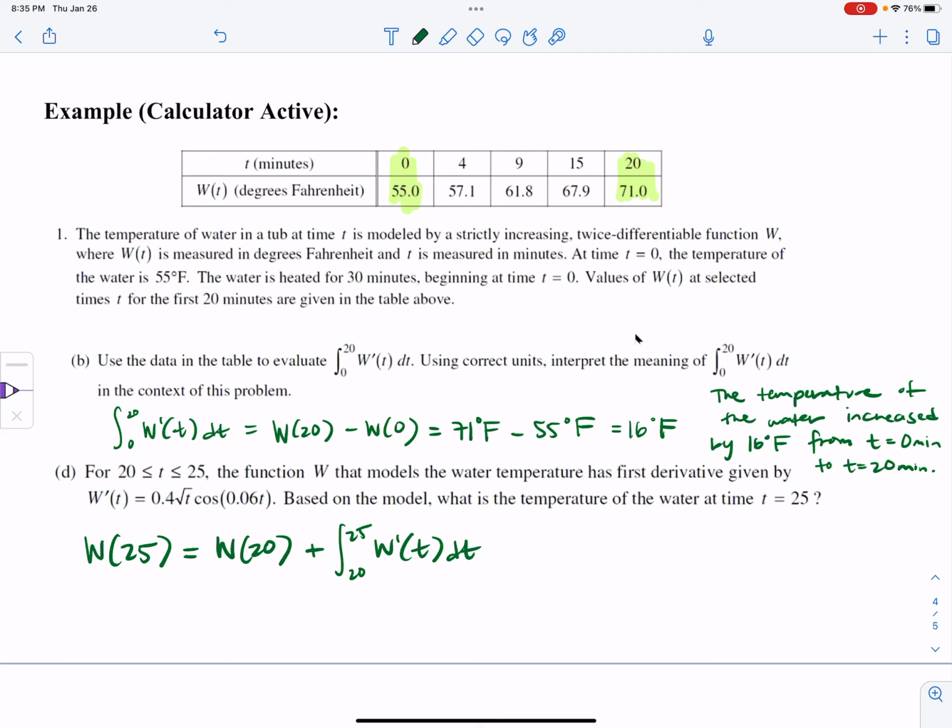And this is a calculator active question, so we can type this into our calculator. So in your calculator, you're going to type in 71 plus the definite integral from 20 to 25 of 0.4 times the square root of t. In your calculator, you'll type in x.